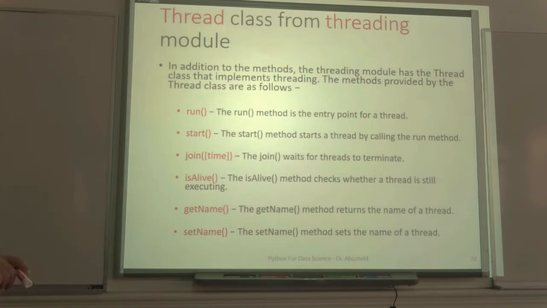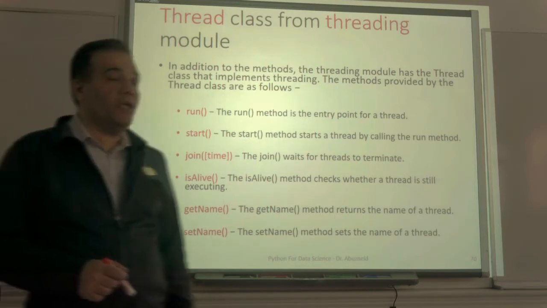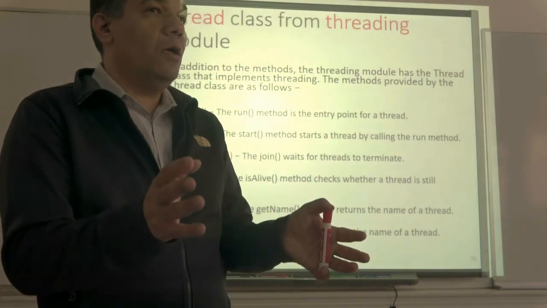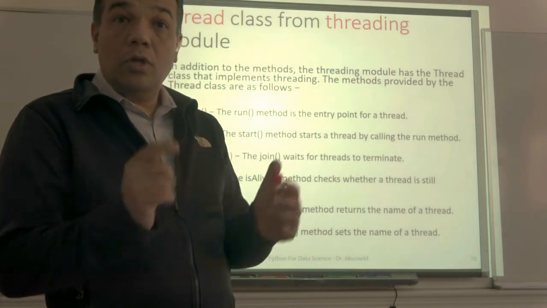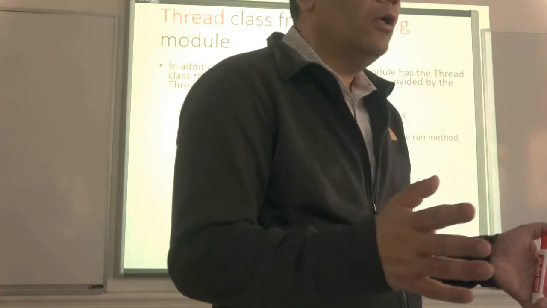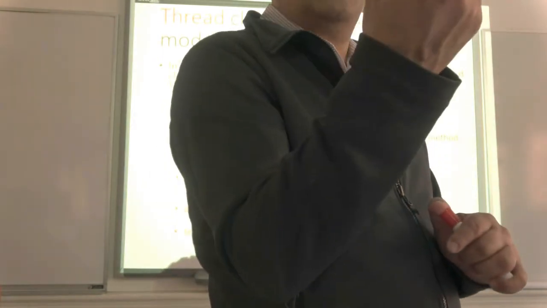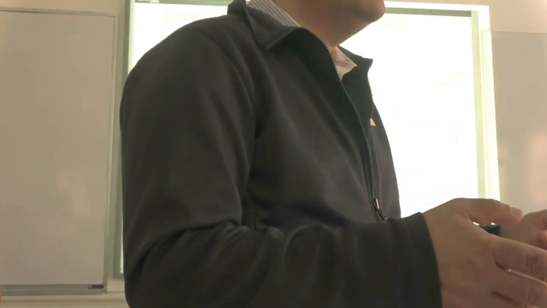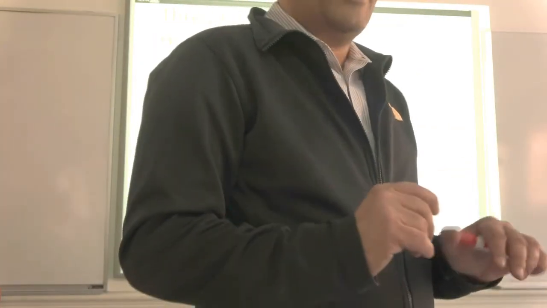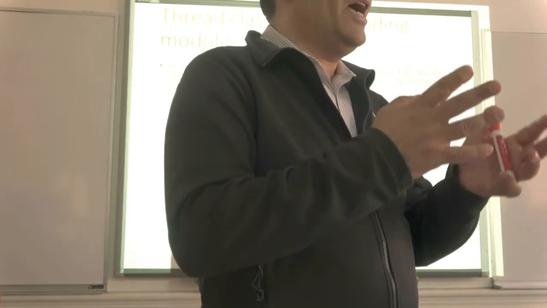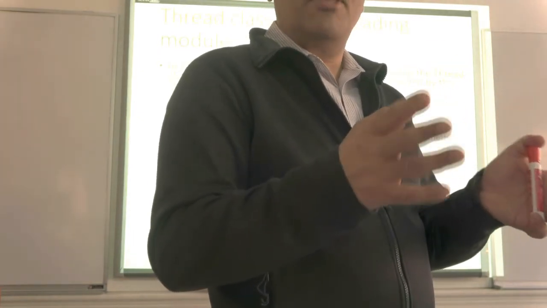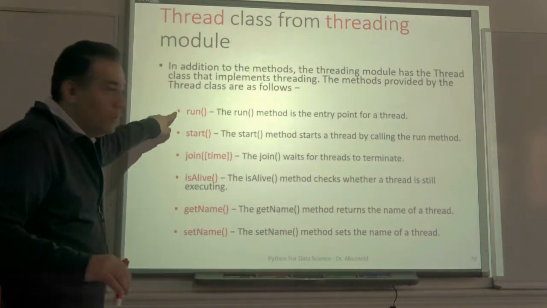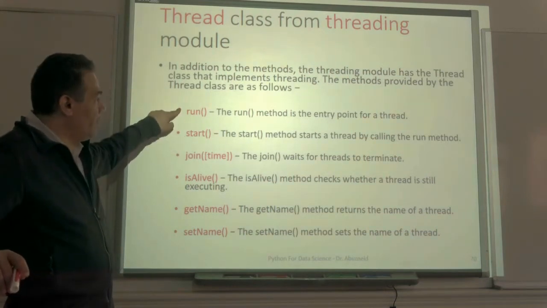All right. Now, when you import threading, what is threading? A module. What does a module have? Classes. We need to import one class, which is Thread. So we import the Thread class from the threading module. Fair? Now, what does a class have? Methods. What are methods? Functions. Which function are we going to use? The run. Actually, the start, which calls the run.